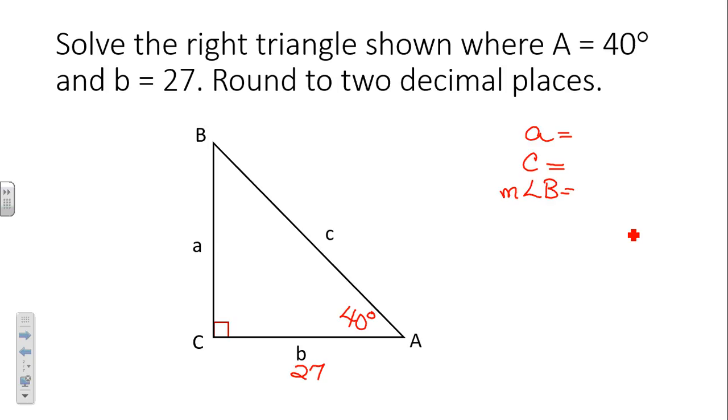Okay, so where do we want to start? Angle B. Let's take the easy fruit, right? So 90 plus 40 is 130, and 180 minus 130 is 50 degrees. Or, it's a right triangle, that leaves 90 degrees to share between the two acute angles, so 50 degrees. So now we want to find A or C next. You choose.